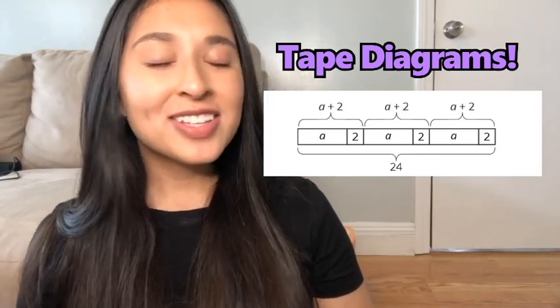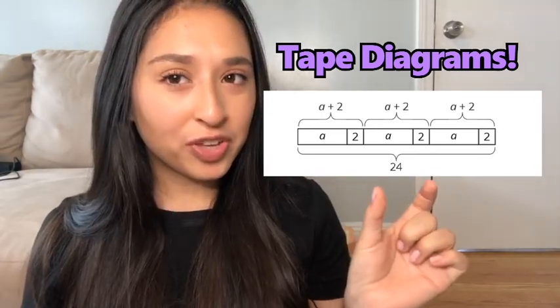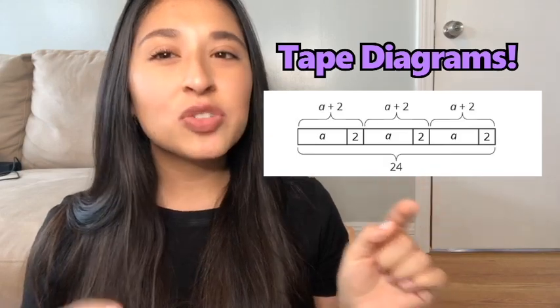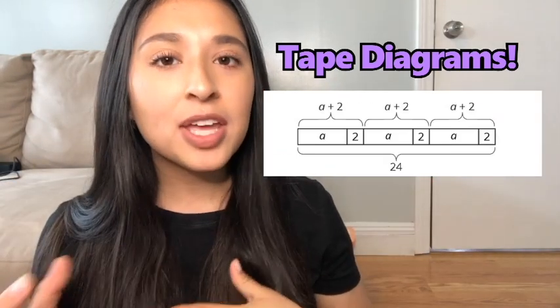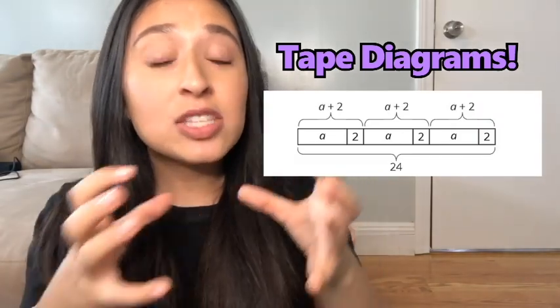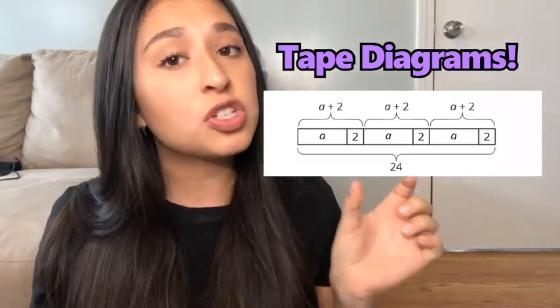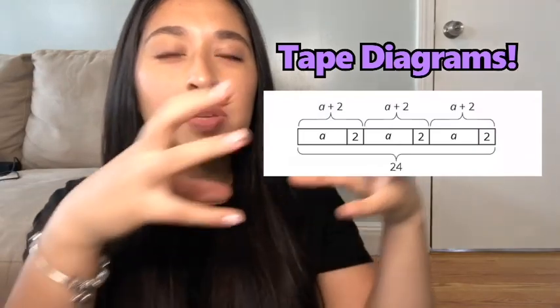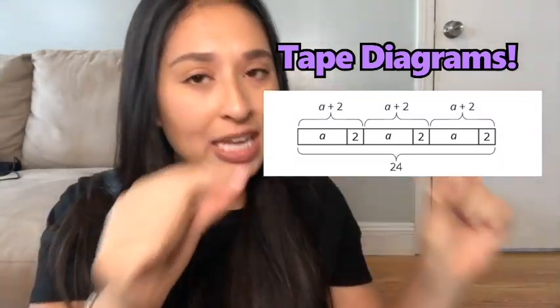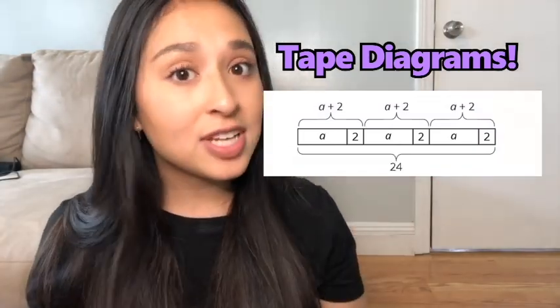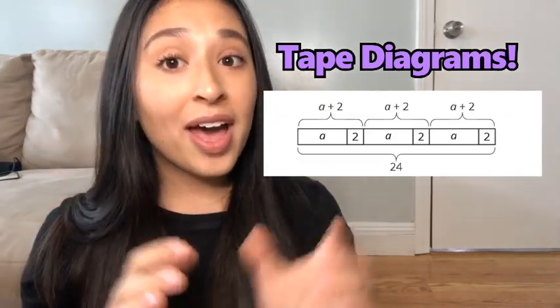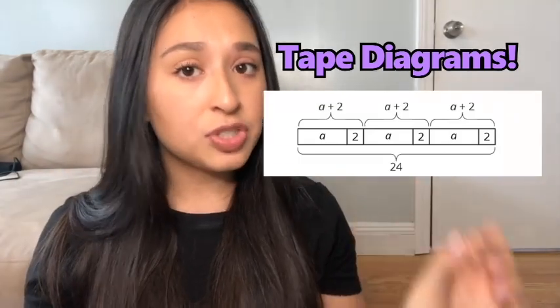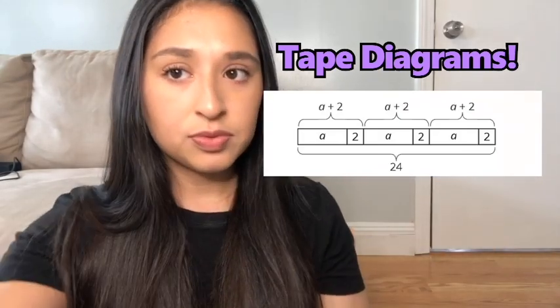Welcome back. So as I was saying, we have this number right over here, 24. That is going to represent the total in our tape diagram, right? If I'm thinking about forming an equation, this whole equation is going to be equal to 24. So all of the pieces, all of the strips of tape in my diagram, have to add up to 24. Now I have A + 2, A + 2, A + 2.